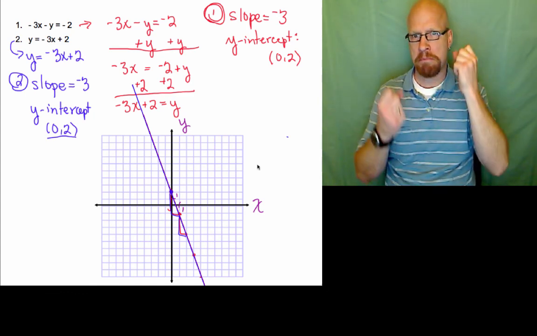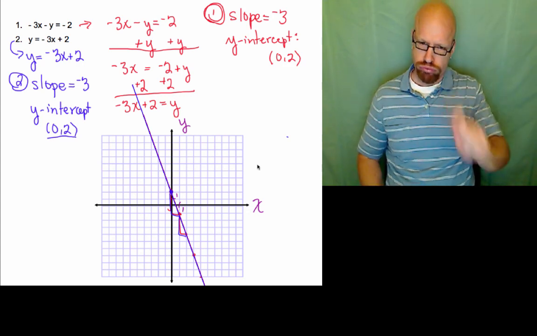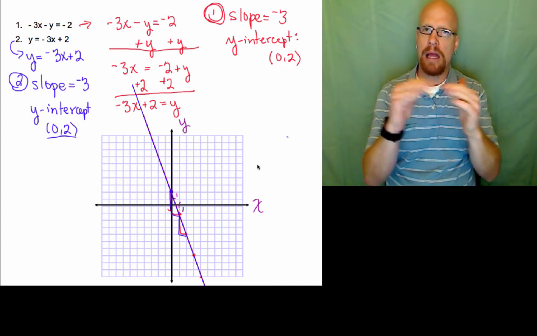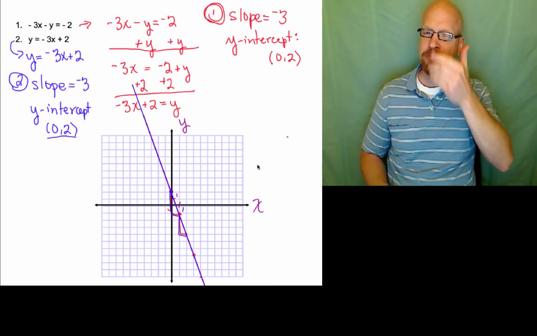If you were asked how many solutions for this system, you could say infinitely many, because each x and y pair works for both lines.